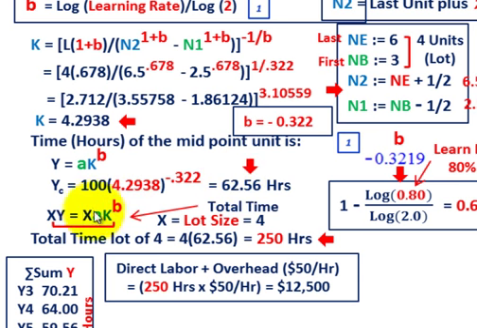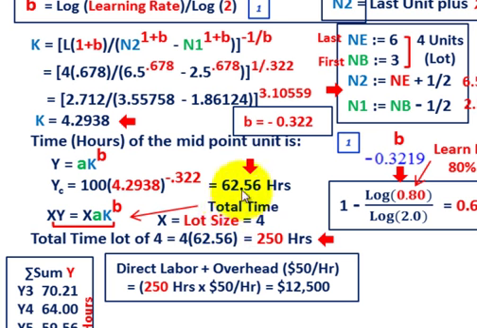So our total time, we just take x. That was x, the lot size. We're saying it is 4 because we're building units 3, 4, 5, and 6, for a total of 4 units here. Take it times y, our function here. Well, just take x times both sides here. So our total time for the lot is going to be 4 times our 62.56 hours here, which is 250 hours.